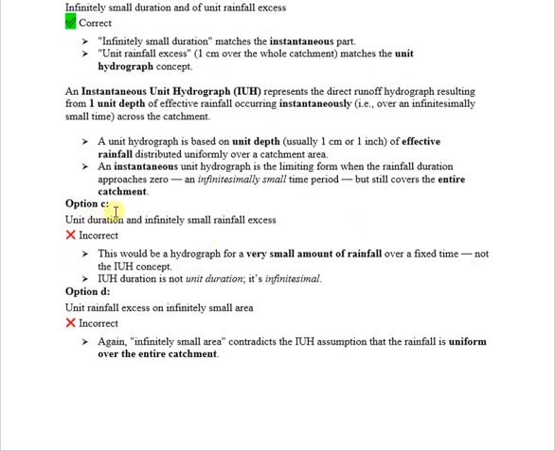When we look at option C, unit duration and infinitely small rainfall excess. But in the case of the instantaneous unit hydrograph, the duration is not unit, it is infinitesimal, which is not unit duration. So this is not the concept of the instantaneous unit hydrograph. Due to that reason, option C is an incorrect option.